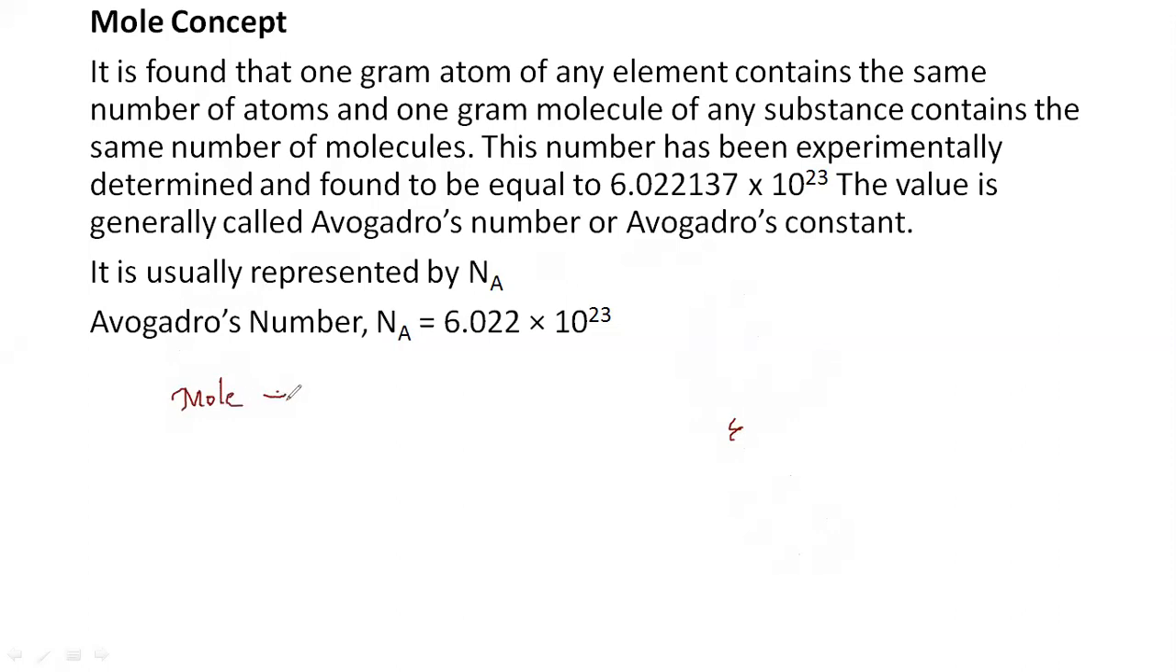What is a mole? A mole is the amount of substance which contains Avogadro number of particles, that is 6.022 into 10 raised to 23 particles. Like how you say a dozen: 1 dozen of pens is 12 pens, 1 dozen of books is 12 books, 1 dozen of fruits is 12 fruits.